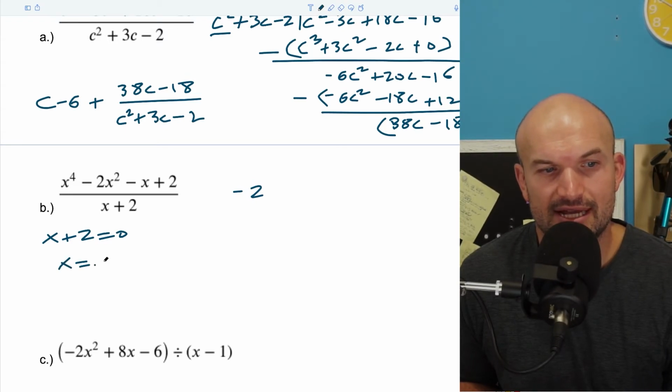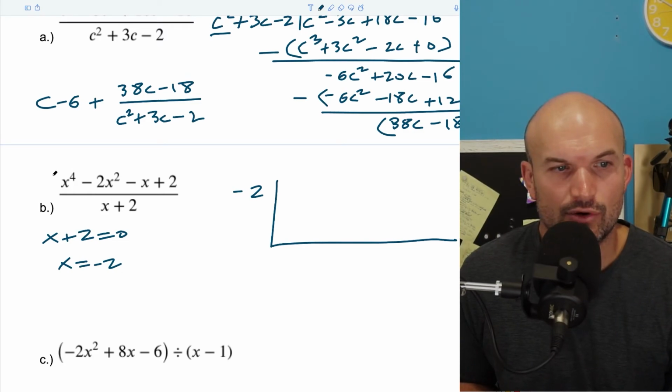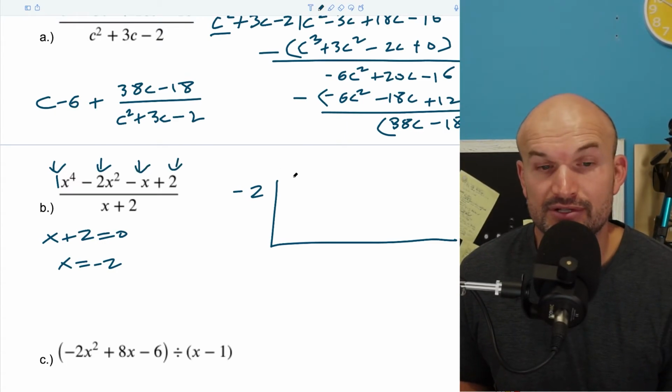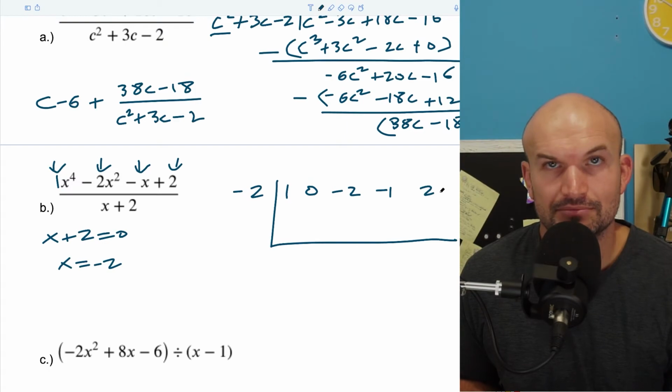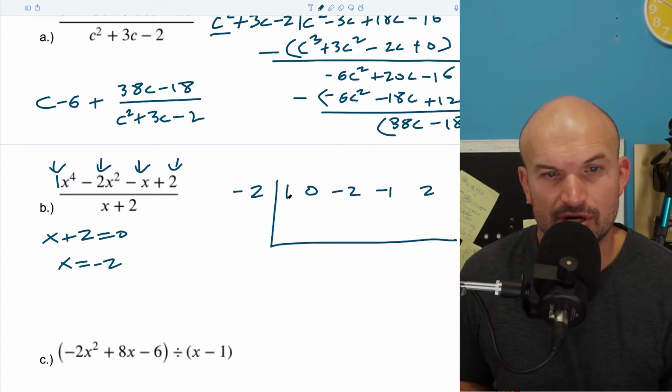So then x equals negative 2. So now what we're simply going to do is take the coefficients of our dividend here. And notice how I don't have an x cubed, right? So when I don't have an x cubed, what I'm simply going to do is use 0 as a place value. So I have 1, 0 as a placeholder, negative 2, negative 1, and 2. All right, so now let's just follow the synthetic division algorithm. So I bring down the 1, and then you multiply on the diagonal, add on the vertical.